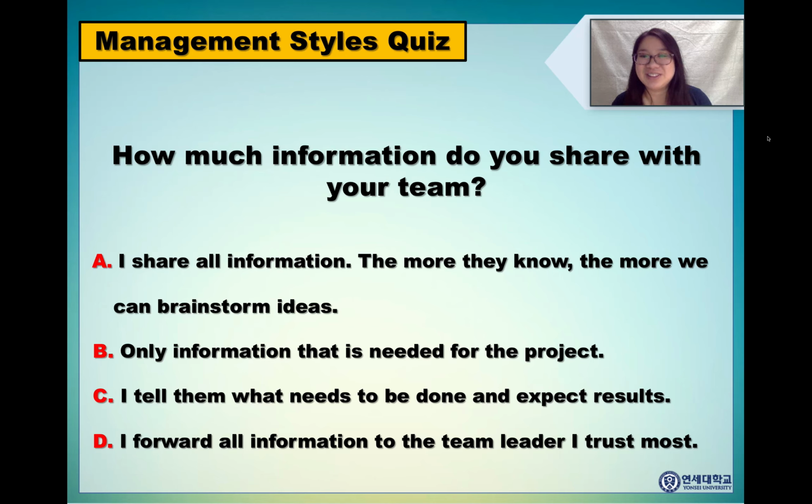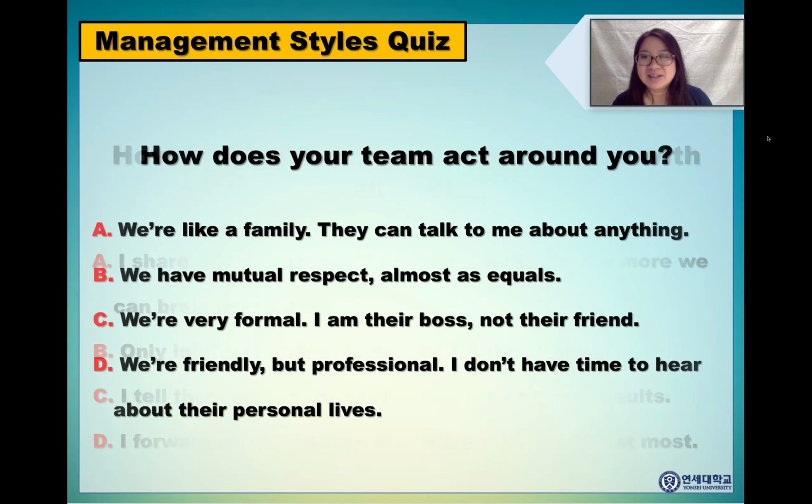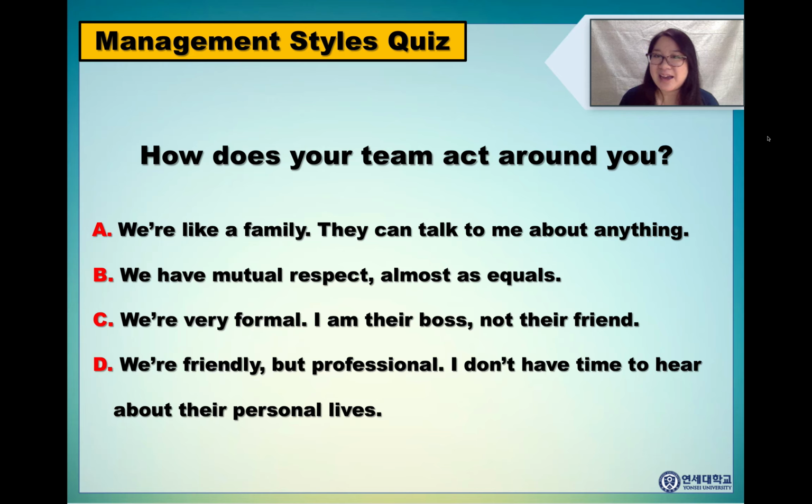Okay, next question. How does your team act around you? A, we're like a family. They can talk to me about anything. B, we have mutual respect, almost as equals. C, we're very formal. I am their boss, not their friend. Or D, we're friendly but professional. I don't have time to hear about their personal lives.